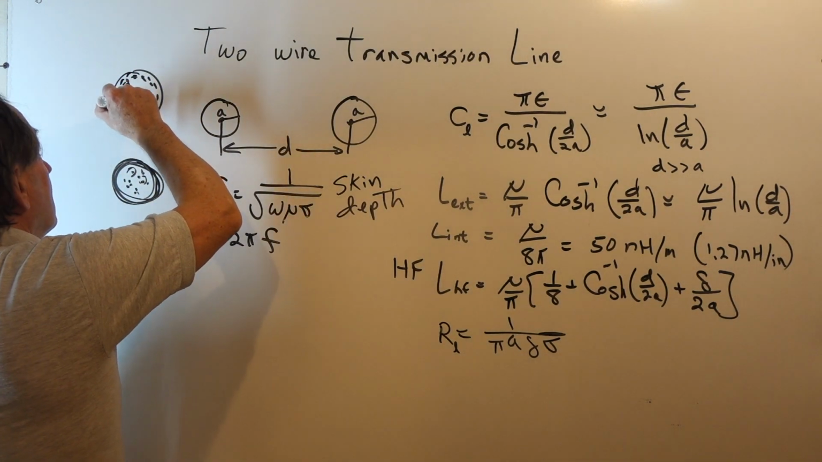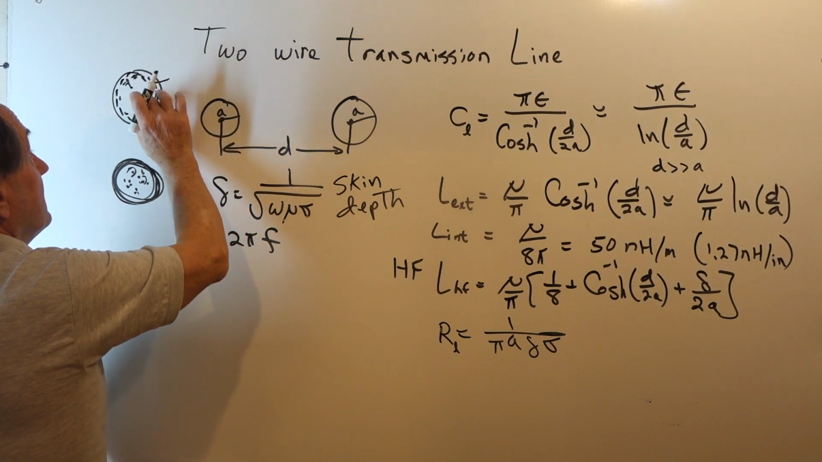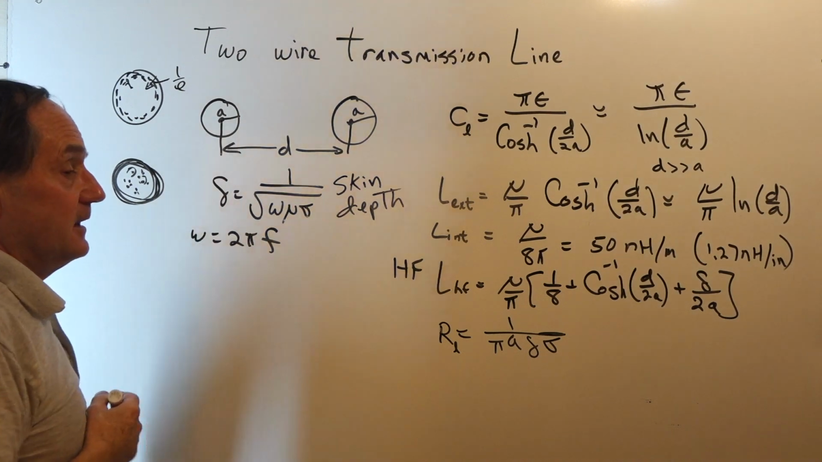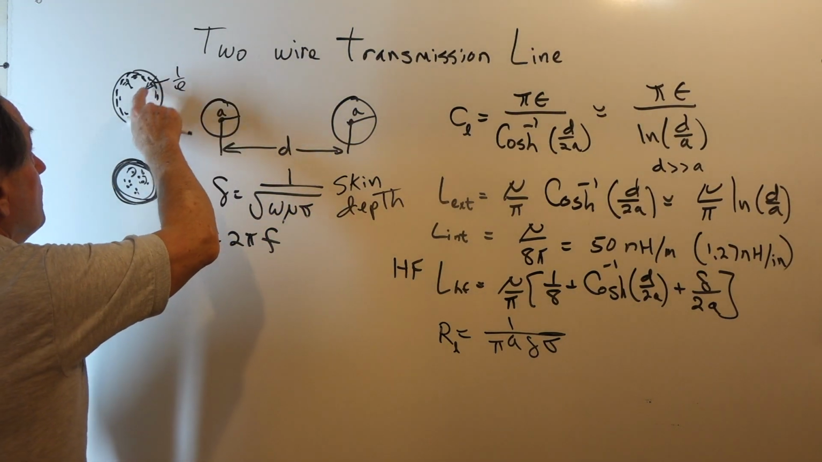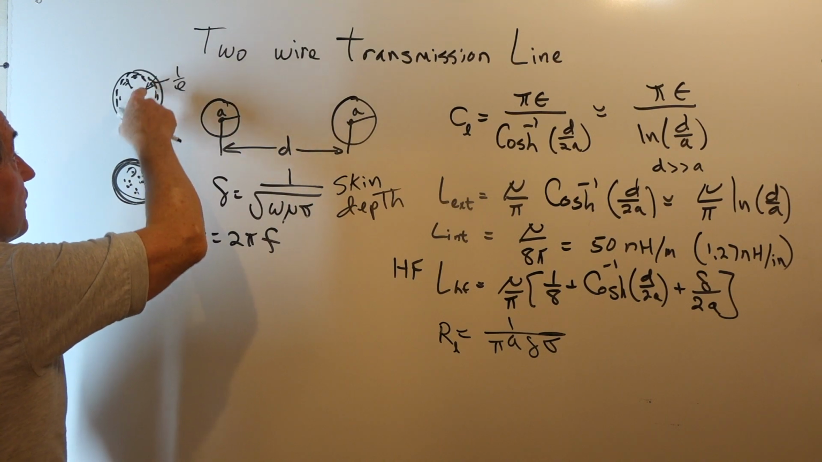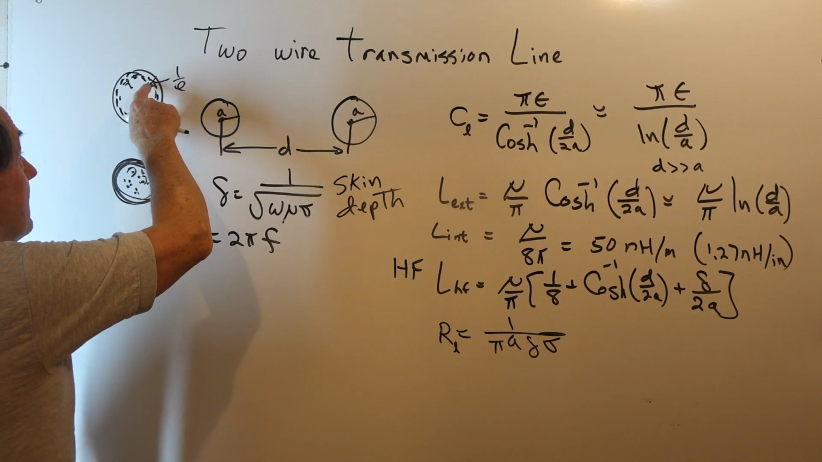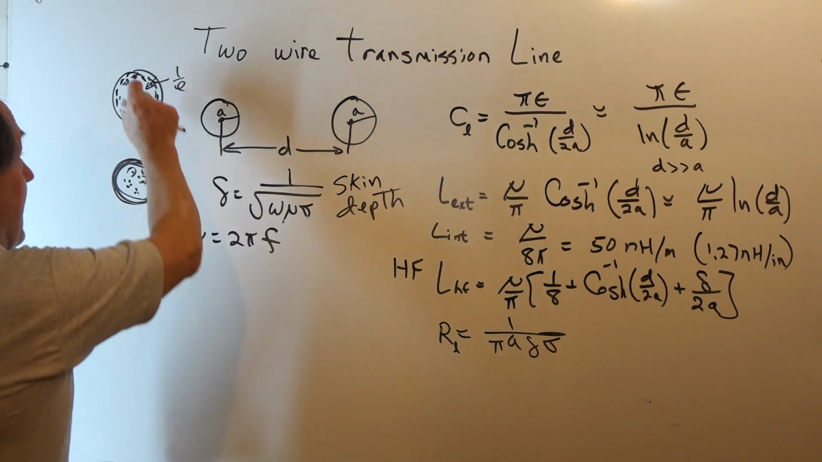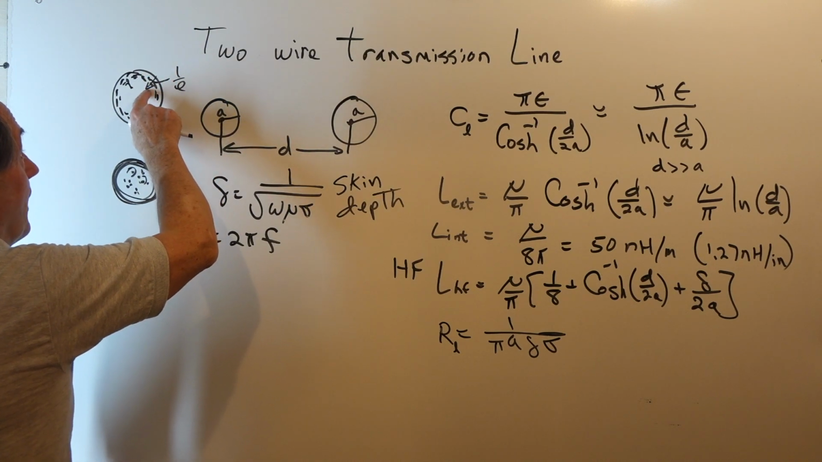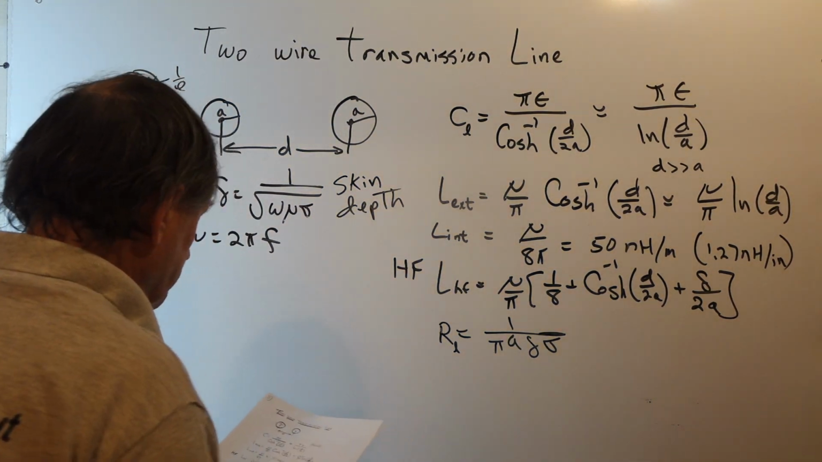It's all flowing on the surface of the wire, and the depth at which the current density within the wire falls to 1 over e compared to the surface current, the value of the current as you enter the wire, as it falls off by this amount, 1 over e, that's called the skin depth. It is that distance at which the current density within the wire has fallen off to 1 over e of the surface current.